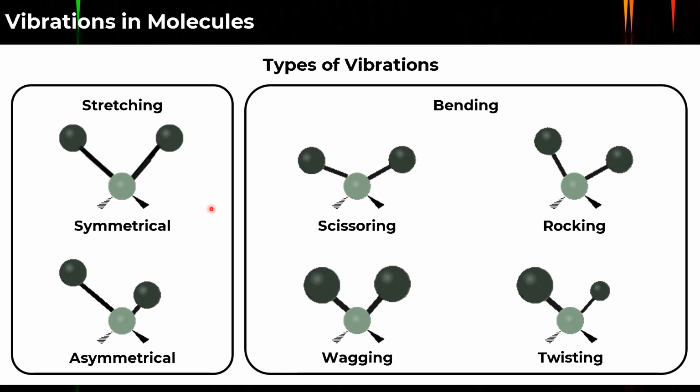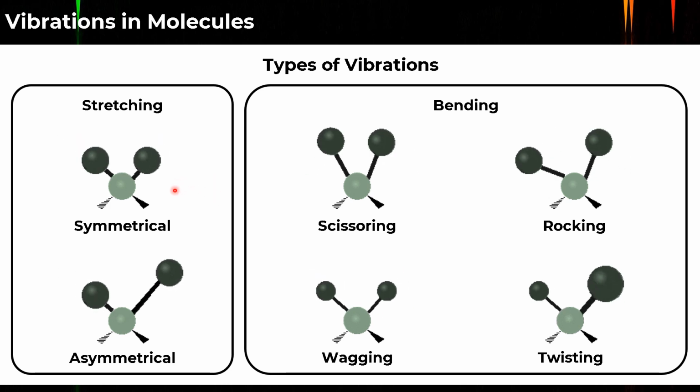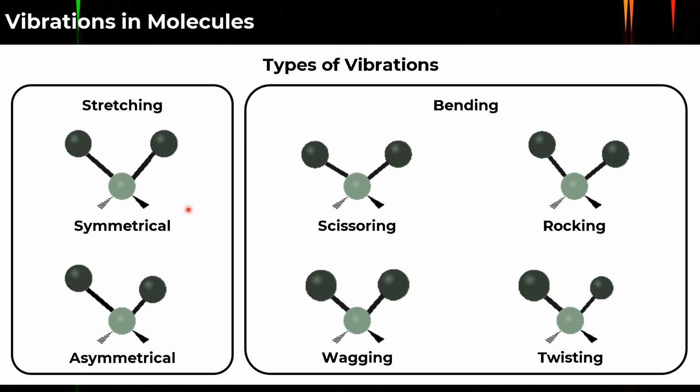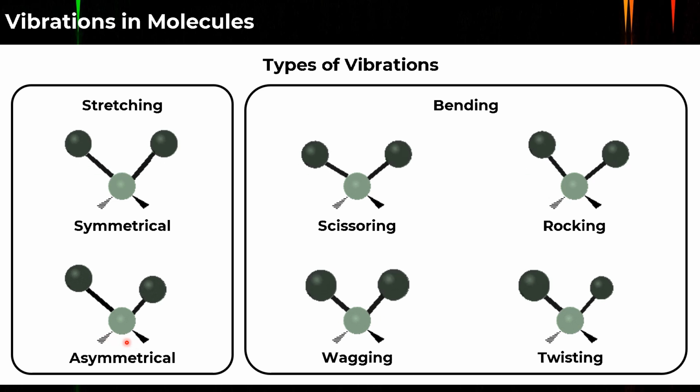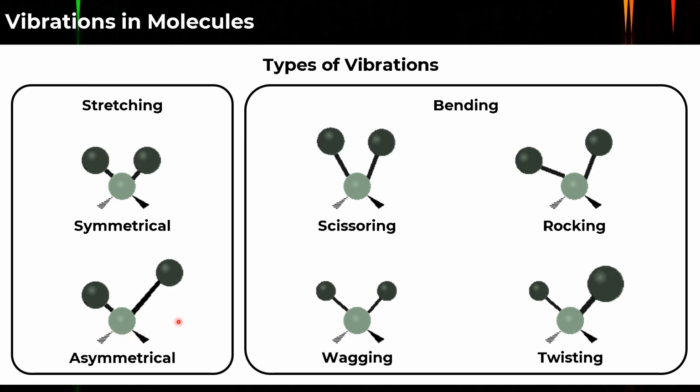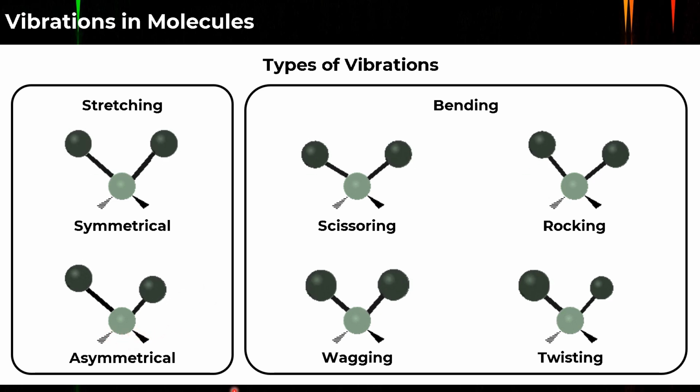Stretching can be categorized into two. Symmetric stretching is when two atoms simultaneously move away from and towards the central atom, while asymmetric stretching is when one attached atom moves away while the other moves towards the central atom.